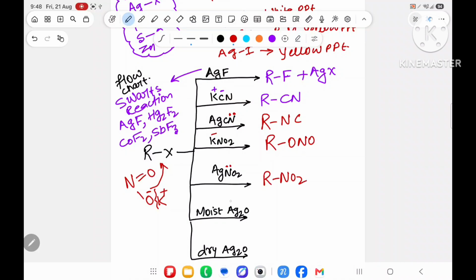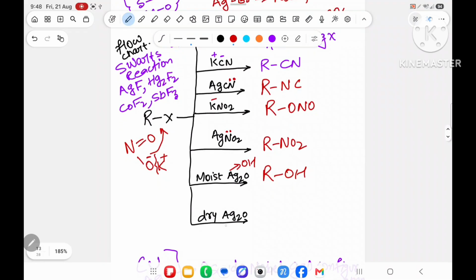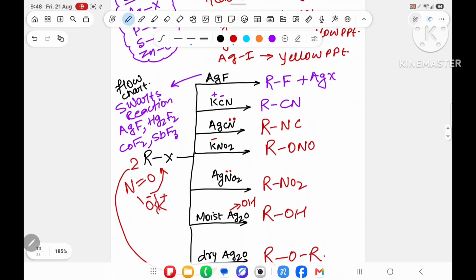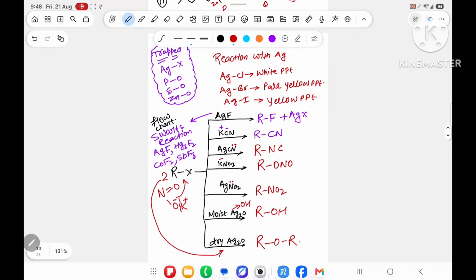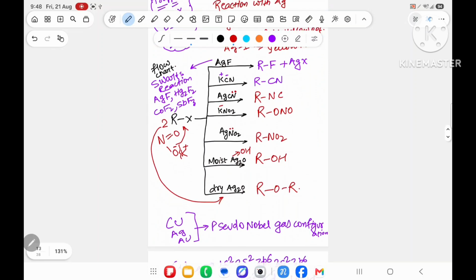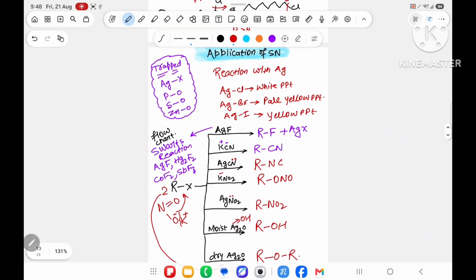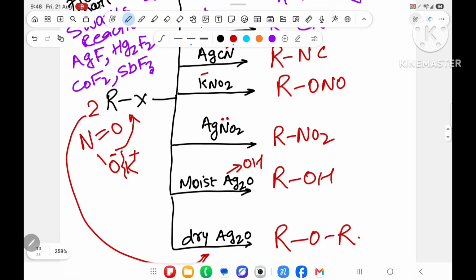Moist Ag2O will give OH and it will become ROH. But dry Ag2O will react with 2 moles of alkyl halide and it will give ether. So this part you have to see. I have dictated something like a flow chart. Over here we have all these things, that is the application of nucleophilic substitution reaction. This part definitely everyone should see.